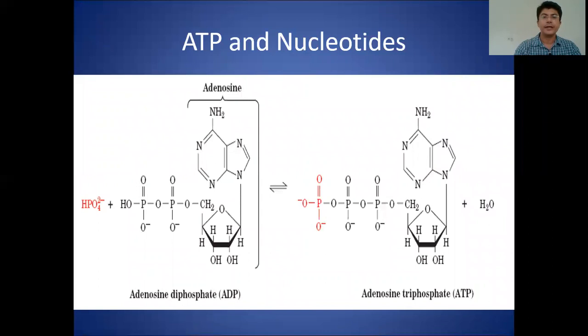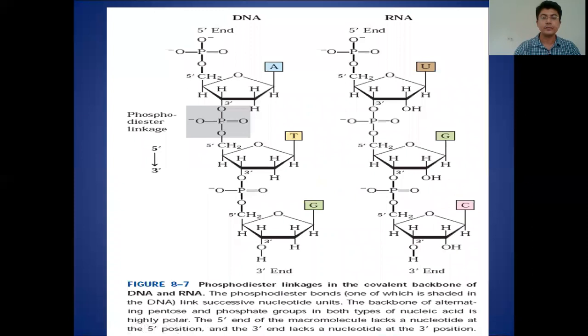ATP is a nucleotide, and here two forms of the adenine nucleotide are shown, one in diphosphate form and another in triphosphate form. ADP, when it gets phosphorylated, is converted into the triphosphate form, ATP, which is used as an energy currency by the cell.